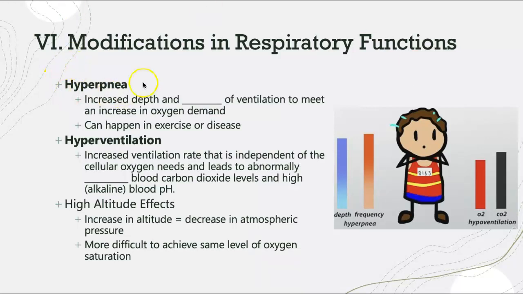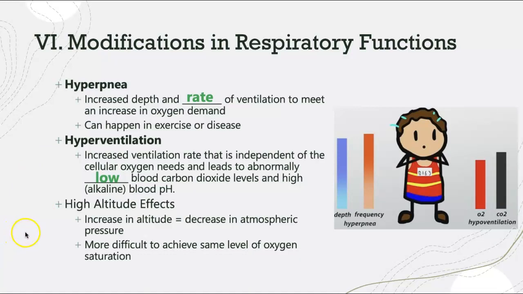Some people may suffer from hyperpnea. This is going to be the increased depth and rate of ventilation to meet an increase in the oxygen demand. Now this could be due to disease, but it can also just happen from exercise. We can get hyperventilation, which increases our ventilation rate. That is going to be independent of the cellular oxygen that we need and leads to abnormally low blood carbon dioxide levels and high alkaline or blood pH.